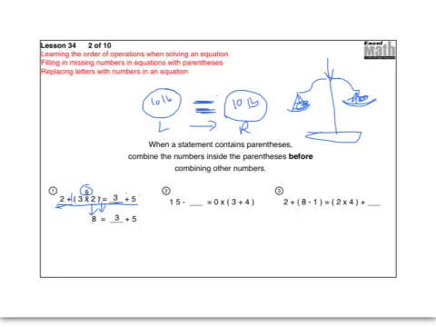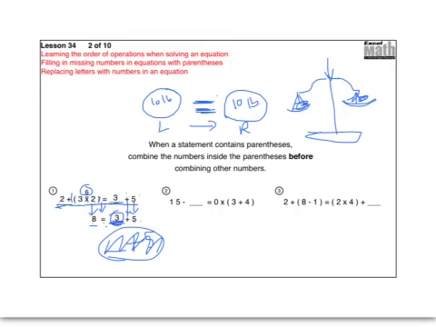Then I copy the equal sign straight down there. I'm going to copy the blank. At first, there's not going to be a 3 in there. I'm going to copy the plus sign, and I'm going to copy the 5. I cannot combine a blank plus a 5. What would I get if I put those together? There's no way to do that, so I just leave it as blank plus 5. 8 equals blank plus 5.